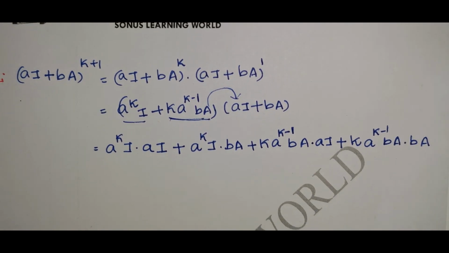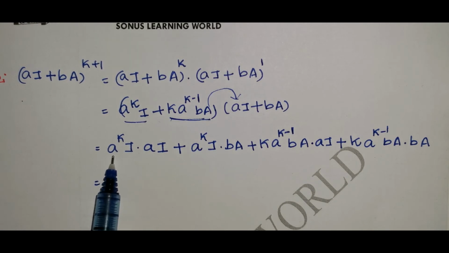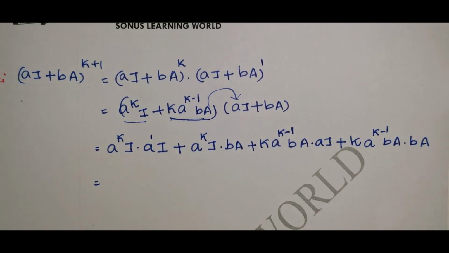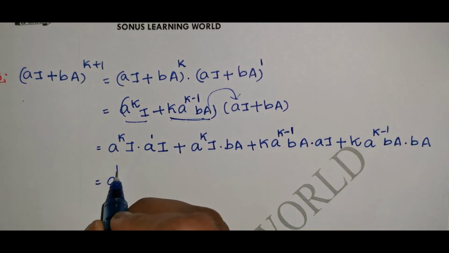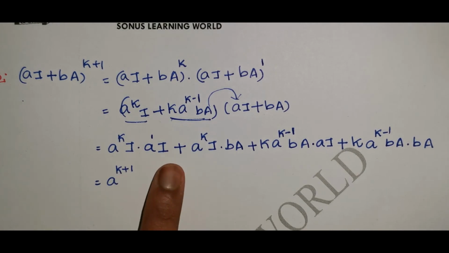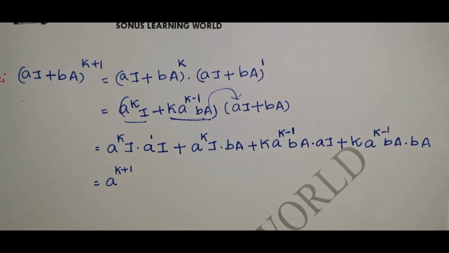So next let us arrange the terms. Okay students, so here it is A raised to K into A. A raised to K into A raised to 1 is A raised to K plus 1. So it is A raised to K plus 1. Okay students, what is I into I? I into I is I square. I square is equal to I only.